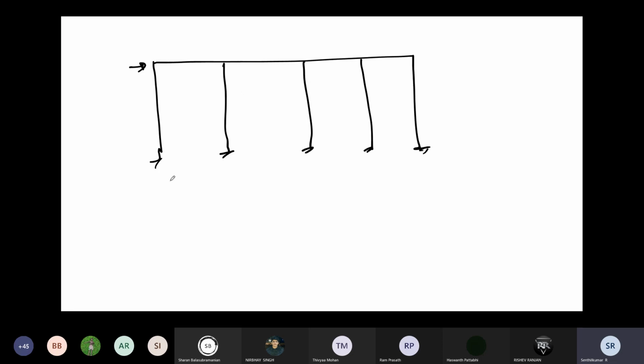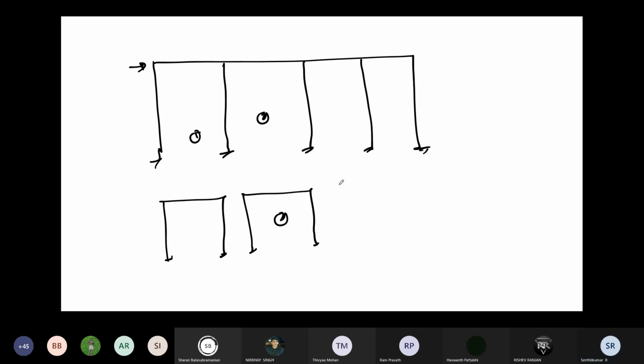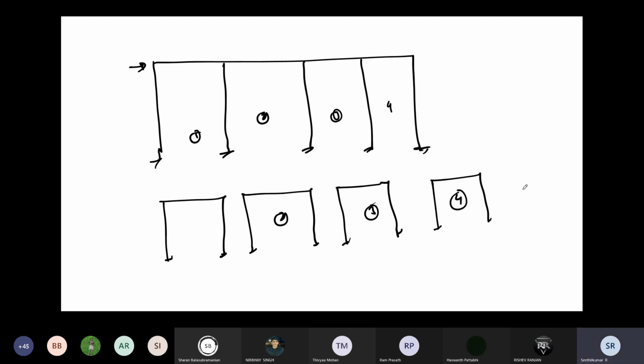So the thing is, in the portal frame, assume each frame as a single frame. This is one frame, first, second, again another frame, this is third frame, fourth. It's a kind of superpositioning. You are finding one portal frame and again finally using the superposition method, and you are going to find the results.